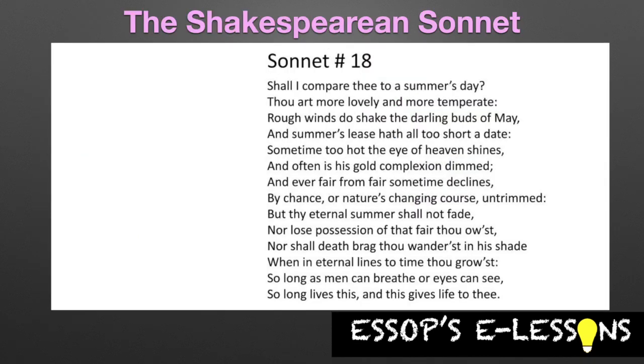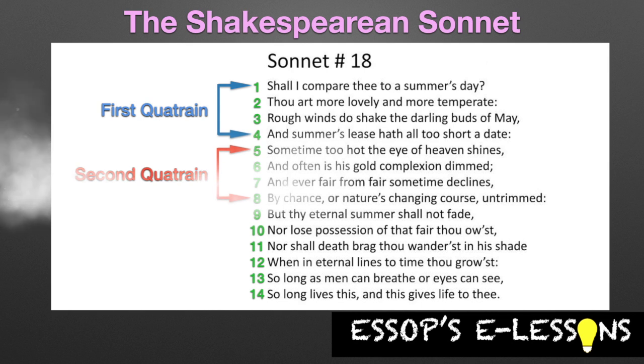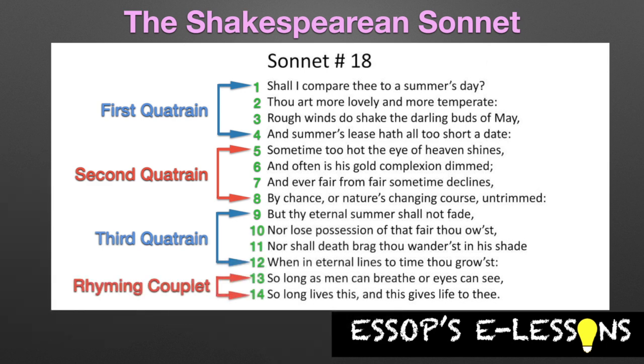If we take a look at the Shakespearean sonnet, it's named after English poet and playwright William Shakespeare. We see that the sonnet is grouped as 3 quatrains and a rhyming couplet. So a quatrain basically means 4 lines, and the rhyming couplet, the word couple, tells you that it is 2 lines. The Shakespearean sonnet has a very fixed rhyme scheme of A, B, C, D, E, F, and G.